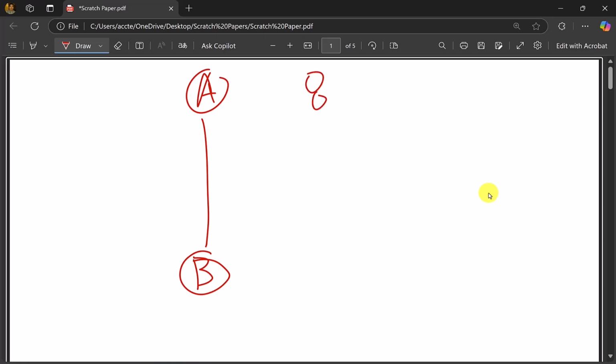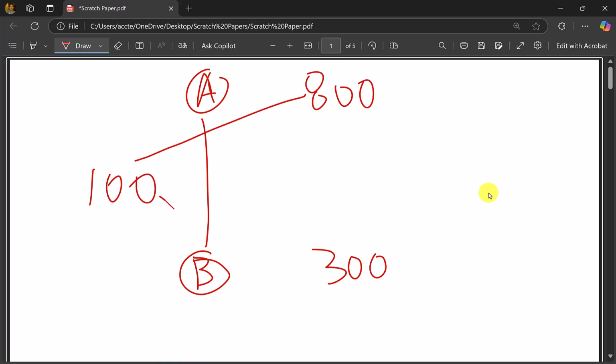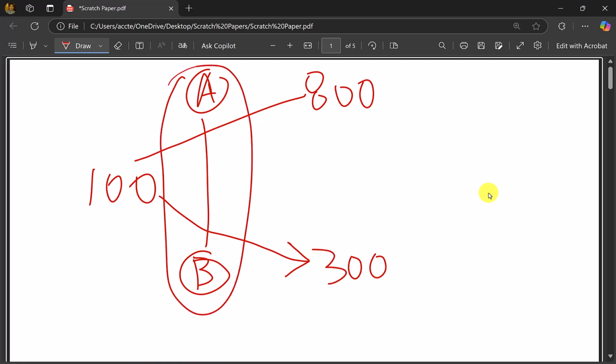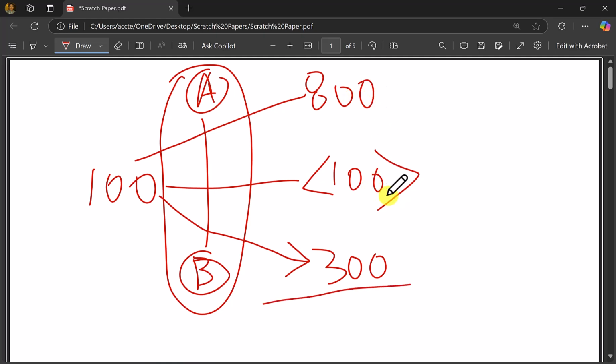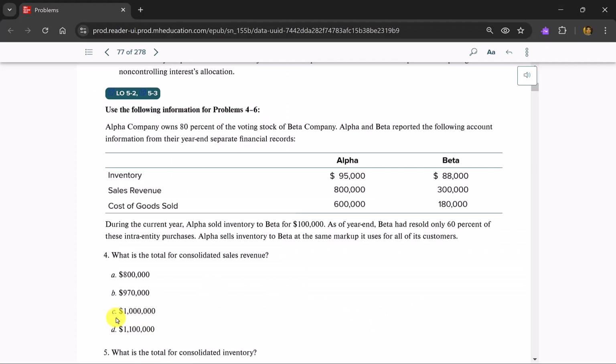So 800, I'll just do the thousands here, and 300, of which included in this 800 is 100 that was sold to Beta. And again, we don't recognize sales within the consolidated group. So we got to back out that 100,000, really reducing this 800 by 100, resulting in $1 million, if I put in all the zeros here, of consolidated sales. So looking at our possible answers here, answer C.